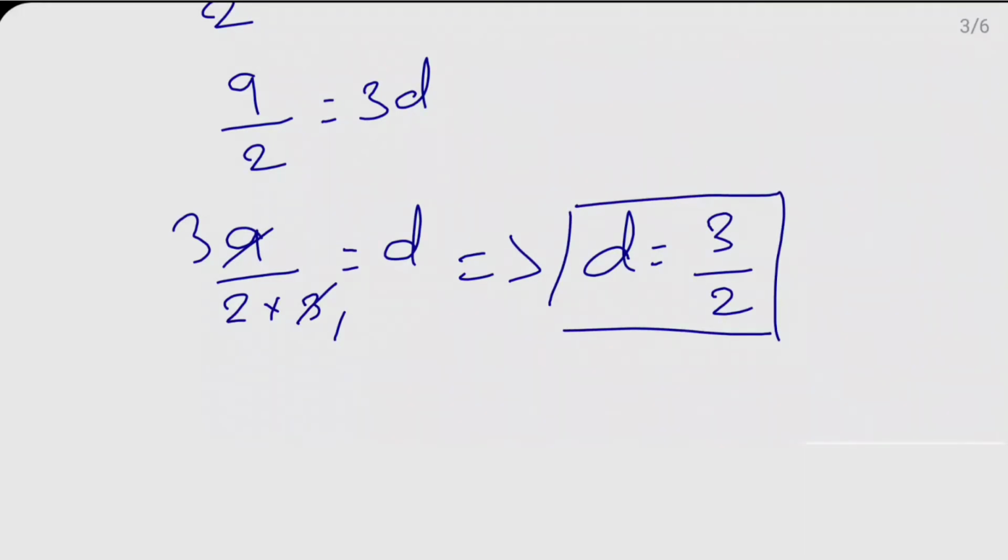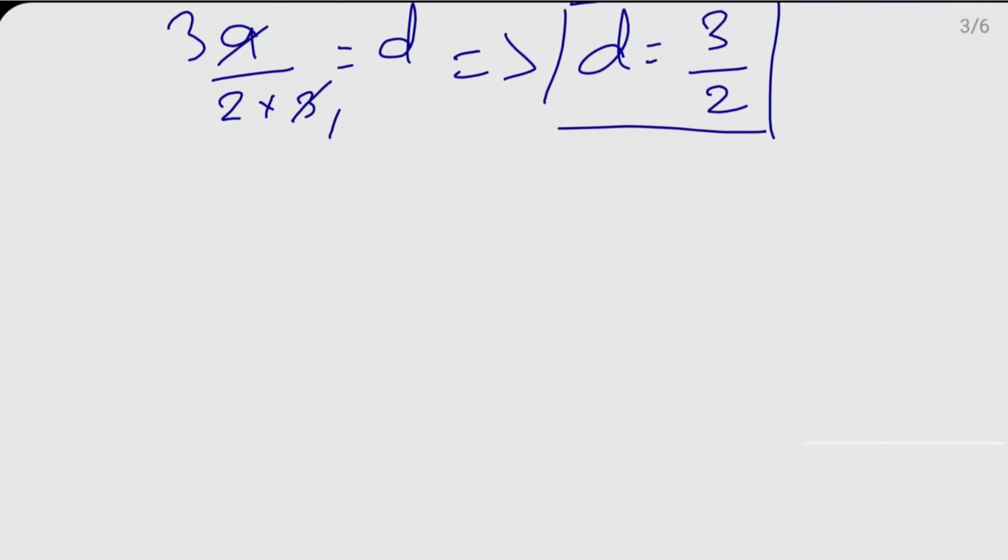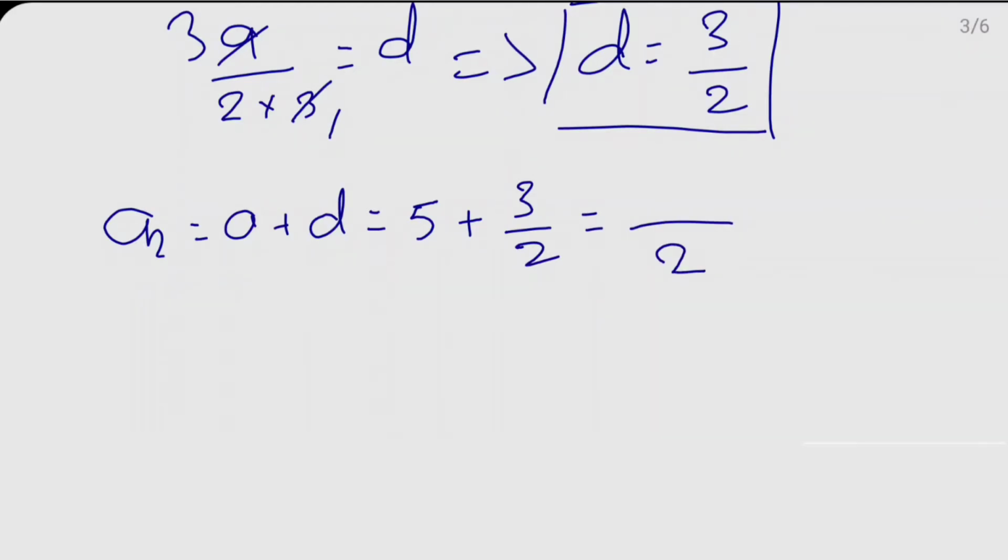So here we have a and d. So now we want to find out a2. So a2 equals a plus d, and a is already given, that is 5, plus d is 3 by 2. So now take 2 as the LCM. So here we got 10 plus 3, 5 twos are 10. So here 13 by 2. A2 is 13 by 2, and we want to find out a3.